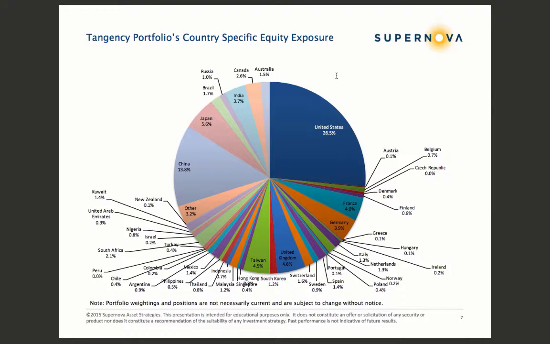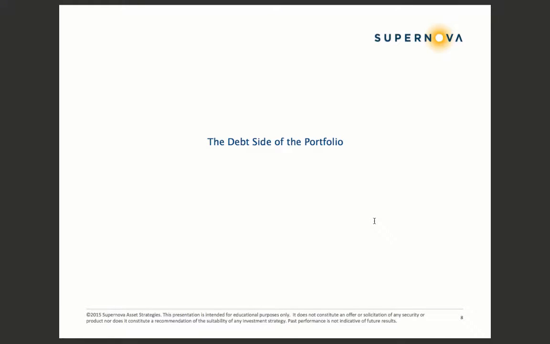At a little bit more granular level, we can look at the tangency portfolio and the country-specific allocations. None of this is a guess. Every single thing we do here is based on a scientific process, and we have exact reasons why we want these exact percentages. We're not guessing with money. We have a process. Let's move on to the debt side of the portfolio.